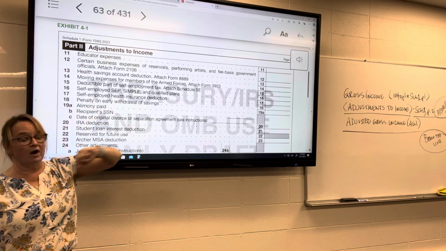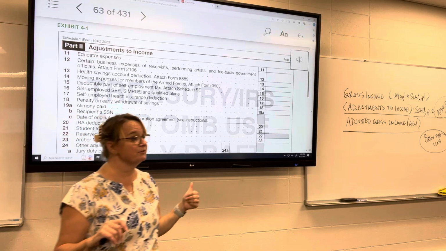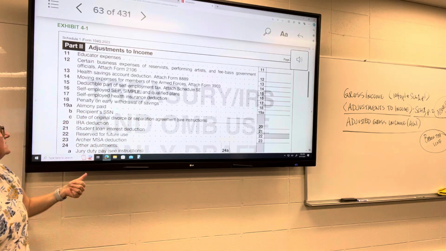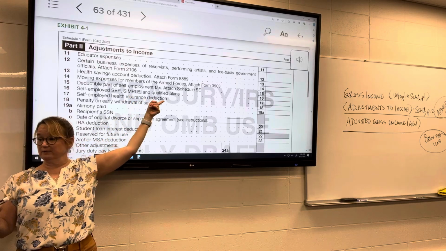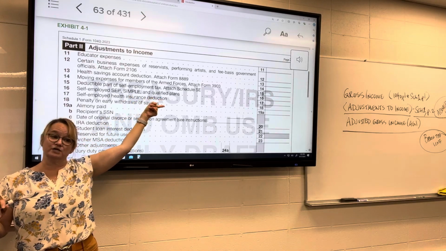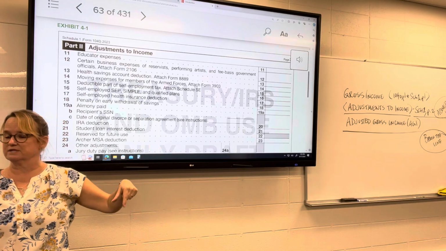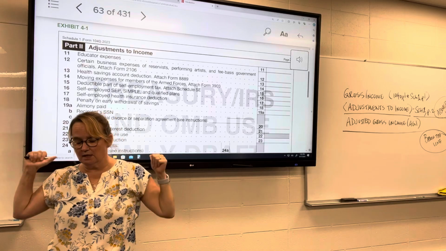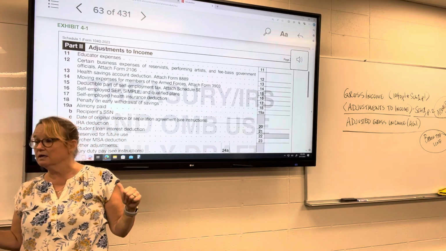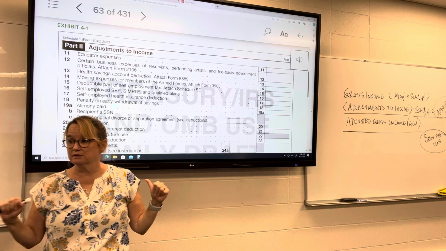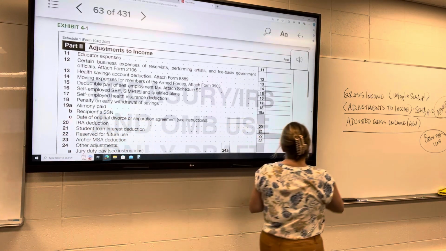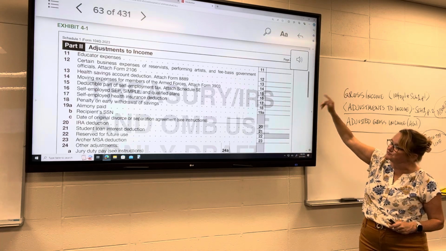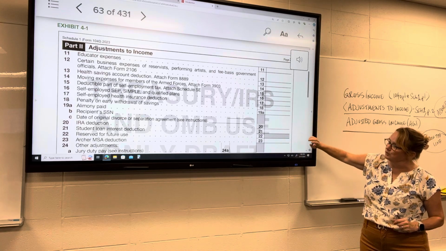Self-employed SEP, simple and qualified plans, those are also retirement plans, but those are for individuals who are self-employed. They have their own businesses. These are just different types of retirement plans, but there is a deduction for contributions to those types of plans. We don't go into those in this chapter, but I just wanted to alert you to those because they are common. Those are commonly used adjustments on tax returns. But those are the areas that we're going to be focusing on. So line 21 and above, with a couple of exceptions, is what we're going to be looking at.